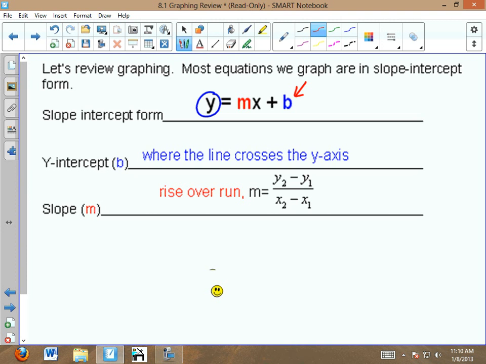The m is your slope. That's rise over run. That's where you graph from your y-intercept. Okay? And the defined slope, it's y2 minus y1 over x2 minus x1. So, let's review this.